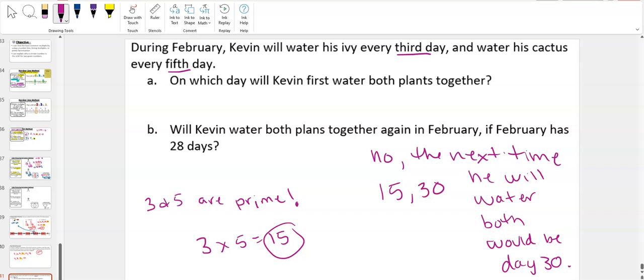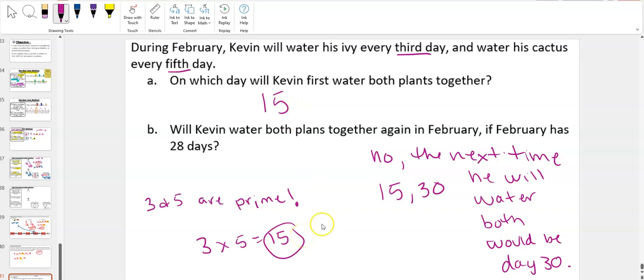All right, so hopefully you figured out that Kevin is going to water both of his plants on day 15. And I ended up reminding myself that 3 and 5 are prime, and we just said earlier that if both numbers are prime, you just multiply them together. So I did 3 times 5. If you skip counted by 3s and skip counted by 5s, you also would have gotten 15.